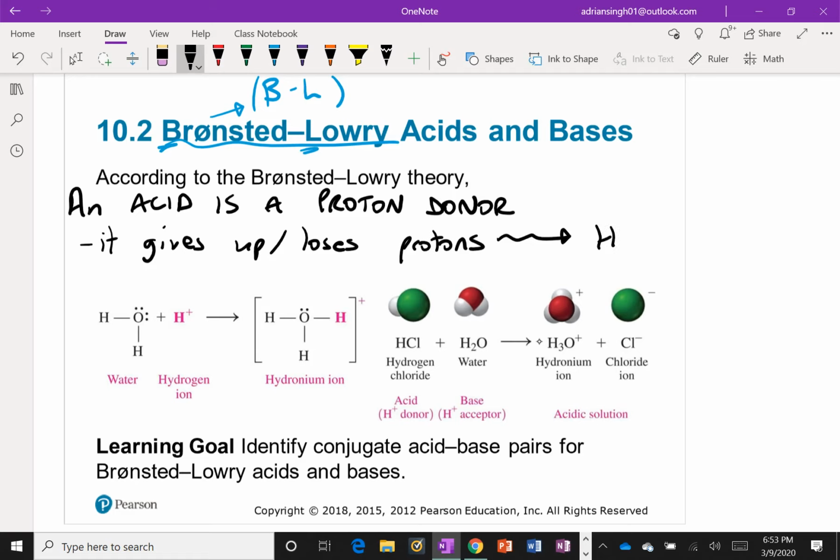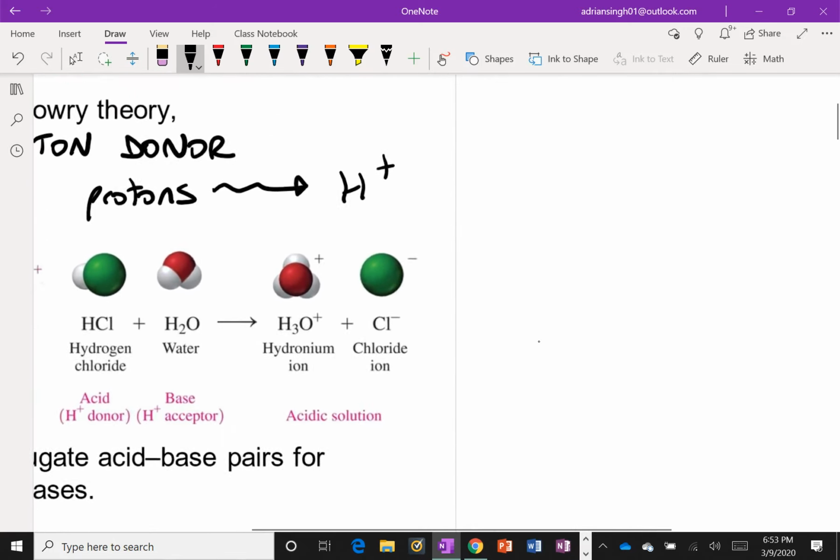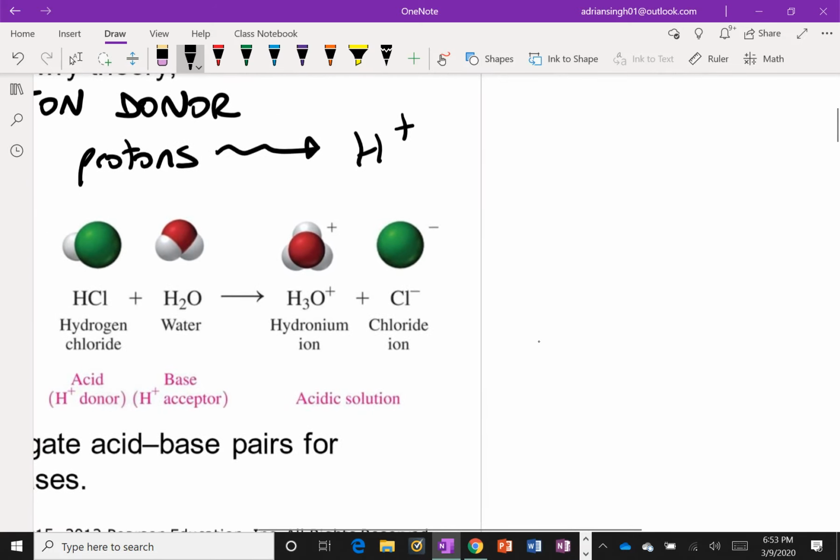A proton is the same as an H+ ion. Hydrogen ion, proton, same thing. So the ability of something to lose or give up a proton is an indication of its acidic nature. All right, so let's take a look at how this can happen with a simple example of HCl in water.